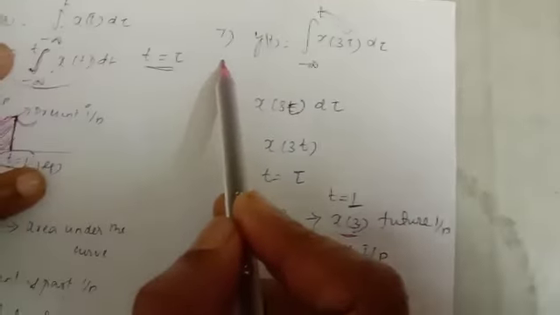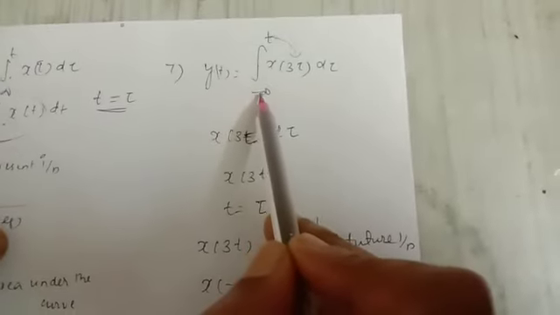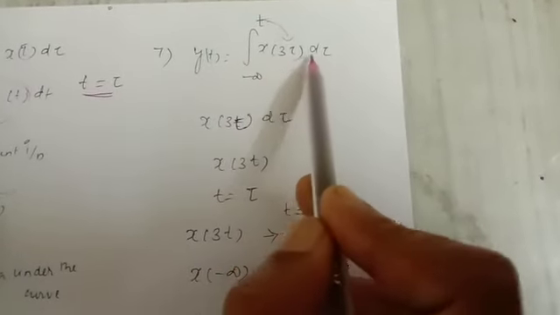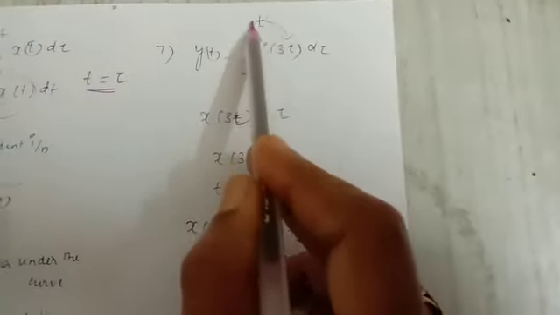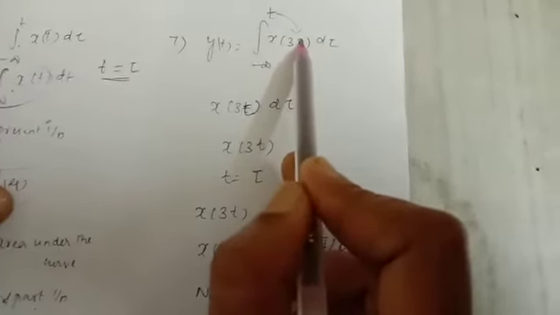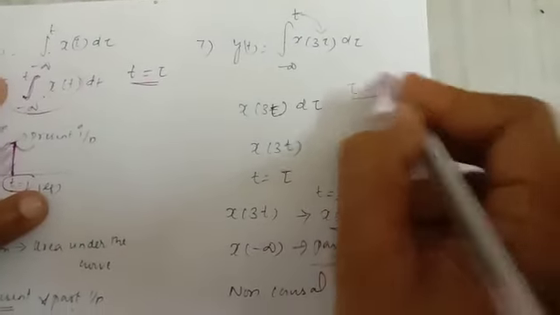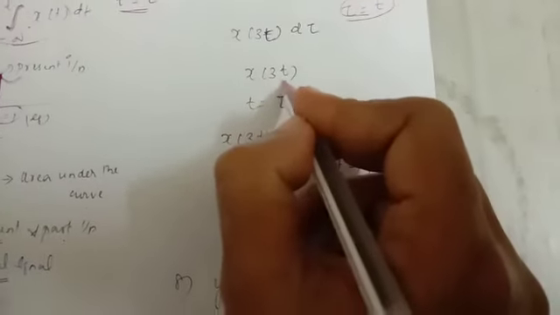We will move on to the seventh sum of checking the system property, causal or non-causal. The given question is y of t equal to integral from minus infinity to t of x of 3 tau d tau. Whatever the t form, we need to replace it by tau. So tau is equal to t. If we are replacing it, inside the integration we get x of 3t.